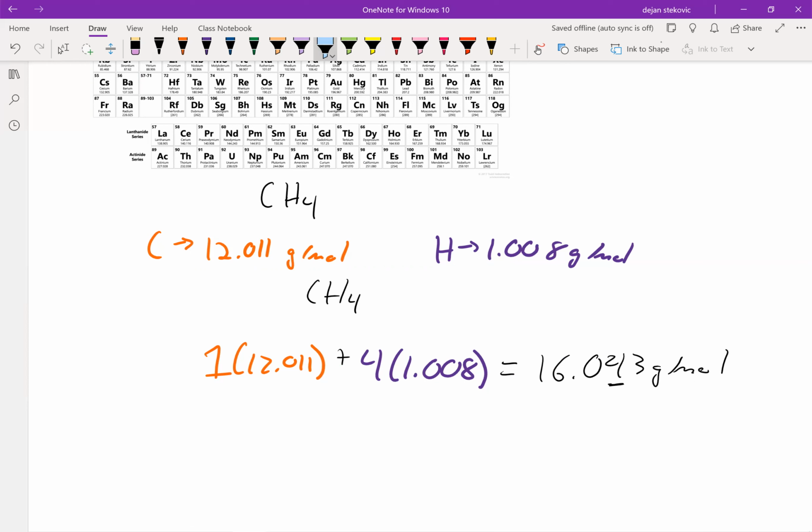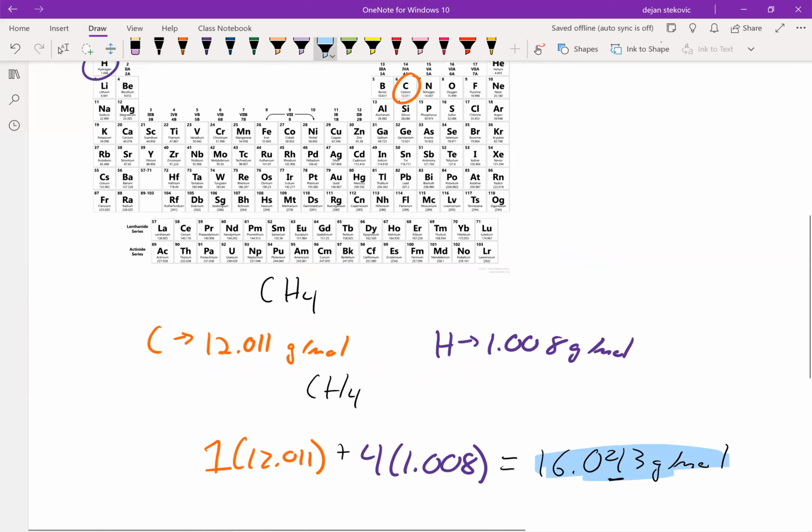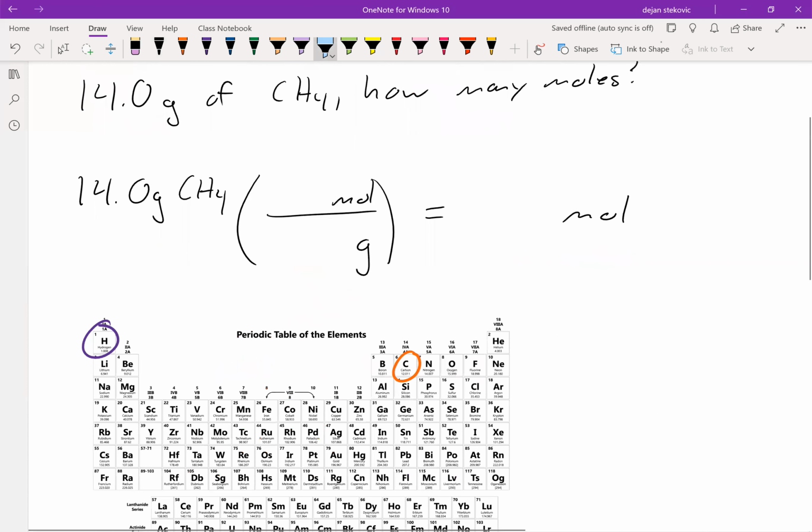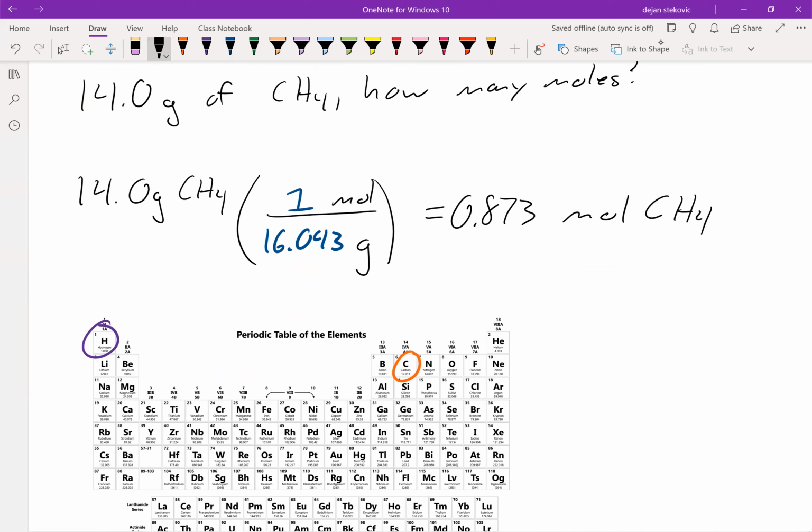And so then we're just going to go ahead and take this number and plug it in there. 16.043 grams per 1 mole. Go ahead and do the math, and you'll end up with 0.873 moles, in this case of CH4, right? So atoms and molecules, pretty much the same thing.